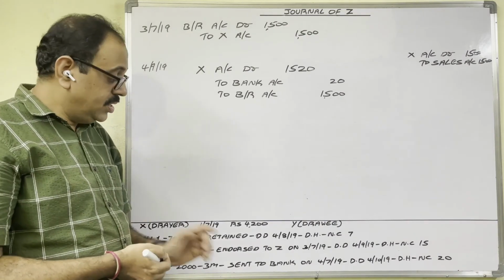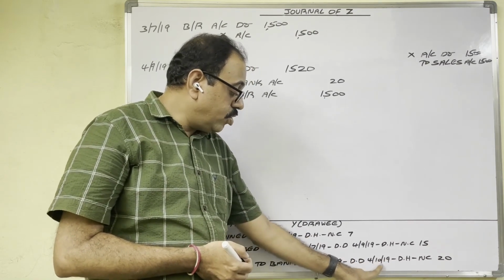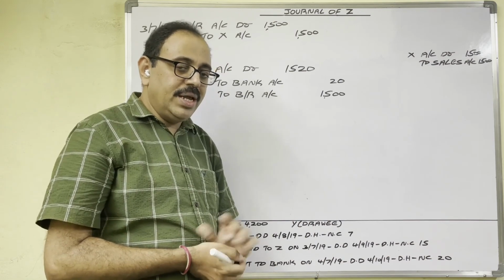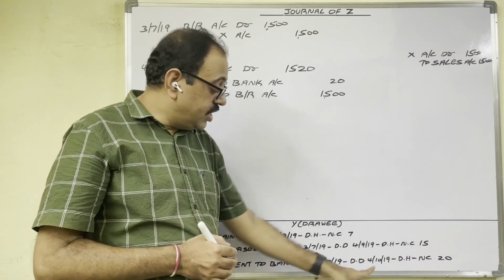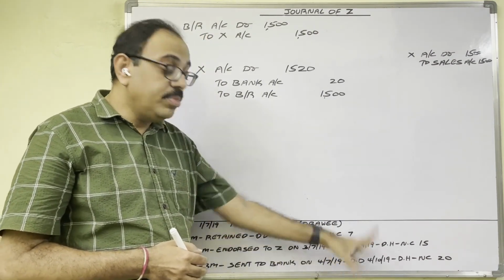Next date is third bill due date. On 4th October 2019, third bill was dishonored. But in this transaction, Z is not there. So Z is not affected by this third bill dishonor. So in Z's books, we need not write the entry for third bill dishonor.